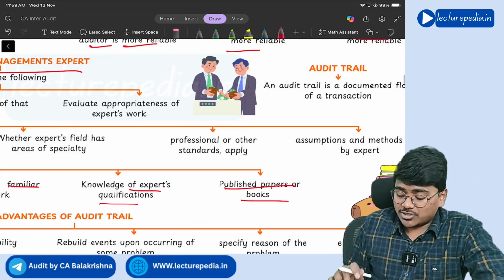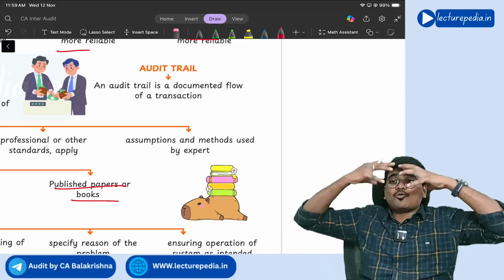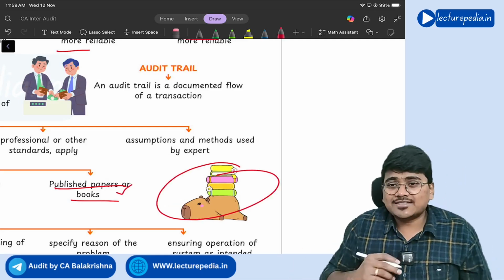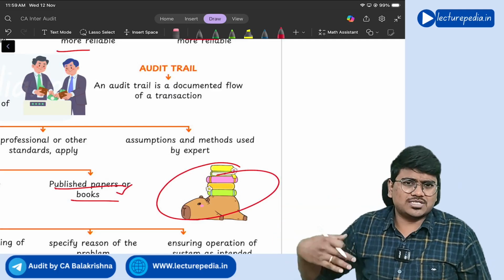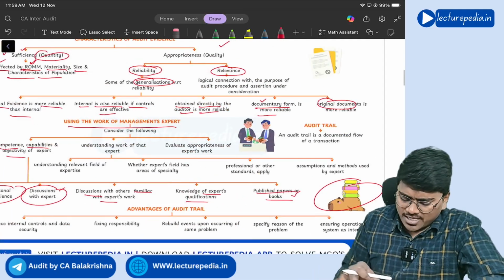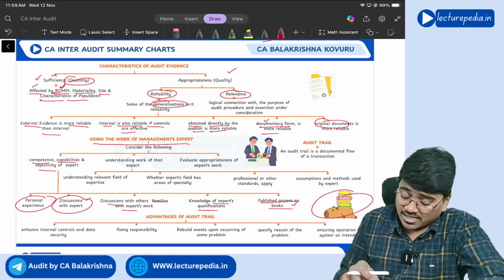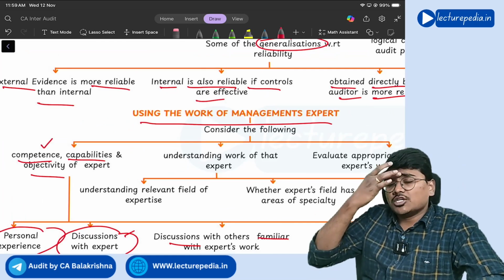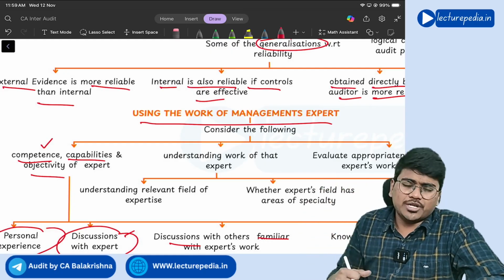Next, published papers or books. When will you write a book? If your knowledge overflows, then you will write a book, right? So if he has written any such books, documents or papers, you can go through those articles and books to get to know about his knowledge, correct or not. So by going through all these things, you will get to know about the knowledge, capability and capacity of the expert. By doing all these things, you got an idea whether that expert has the knowledge and the capability to do the work or not.